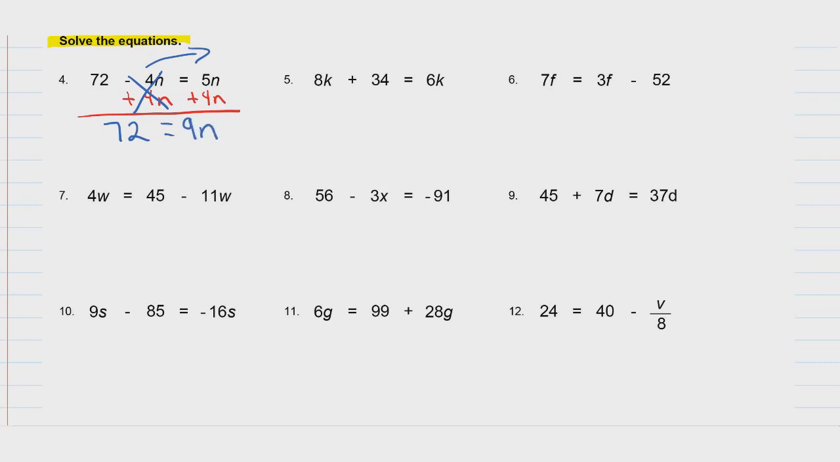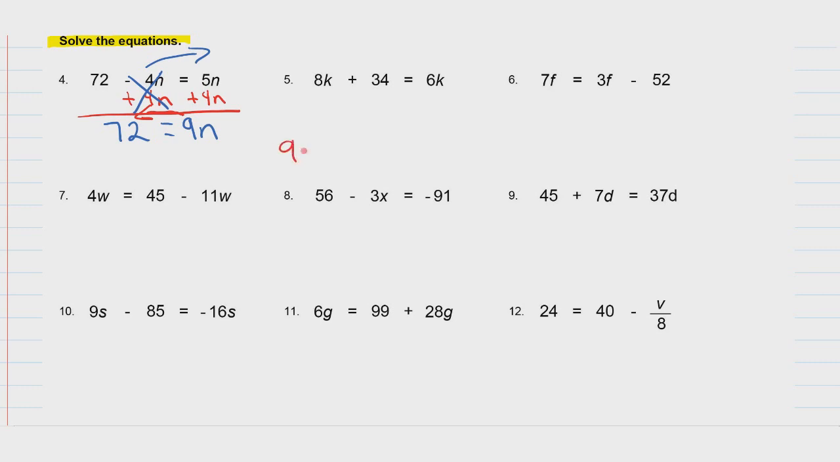If you can't visualize that, just think you have 5 n's, 1, 2, 3, 4, 5, and you're adding 4 more n's, 1, 2, 3, 4. If you count them, 1, 2, 3, 4, 5, 6, 7, 8, 9, which gives us 9n. So 5n plus 4n gives us 9n. Now our next question is, who are we going to move next? Well, you're not moving the 72. You want to separate this 9 from the n right here. So we'd want to move the 9 over to the other side, and to do that, we'd have to do the opposite operation.